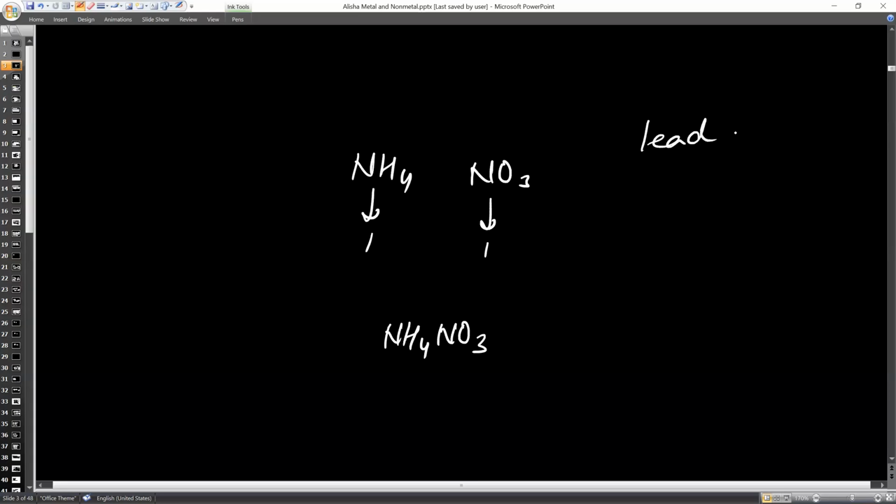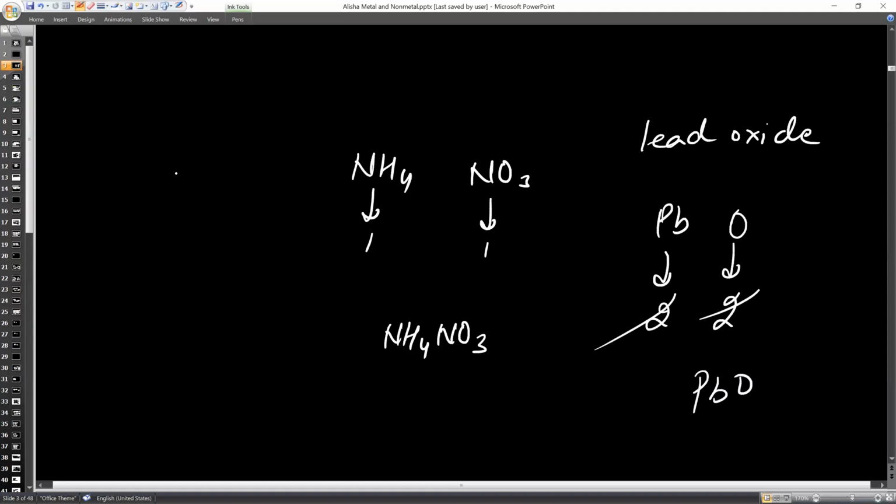I'm taking another example. Ammonium nitrate: ammonium valency is 1 and nitrate ion is NO3, its valency is also 1. So when the valencies are the same, 1 and 1, 2 and 2, or 3 and 3, we write them simply like this. This is ammonium nitrate. Like lead oxide. Lead is Pb, valency is 2. Oxide valency is also 2. They are the same, so they cancel each other out, and you get PbO.